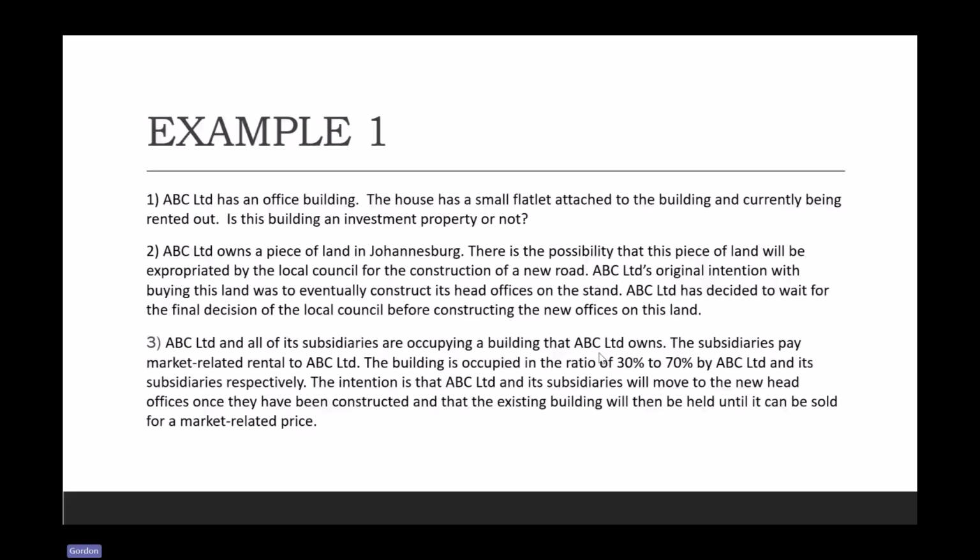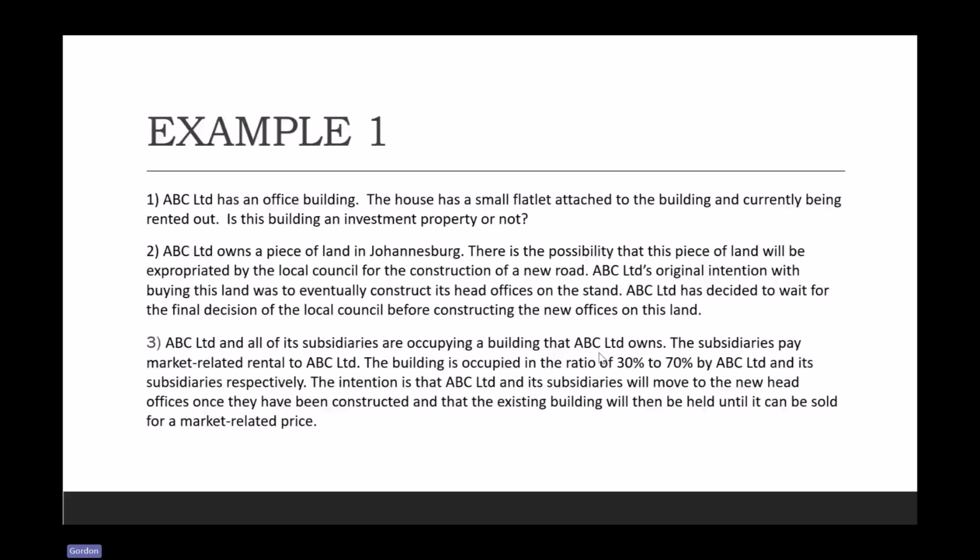It is not an investment property. Because it was not held so that if the government decide to expropriate it, then they sell it to the government and make some money. No, that was not the original intention. The intention why they got this land was that in future they're going to construct their new head office on it. And we know what a head office building is, right?